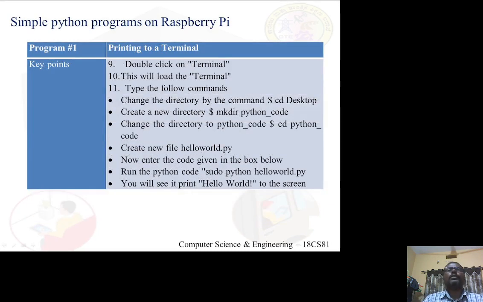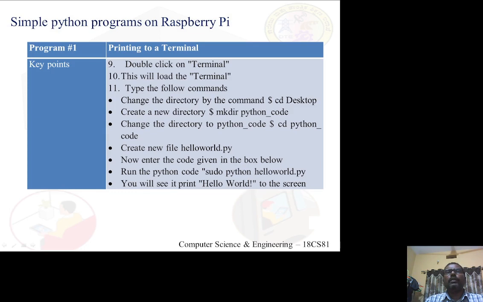Now on the taskbar there's an icon named terminal. Just double click on it. Now terminal will get loaded. Now in terminal, when you execute command pwd, I mean print working directory, it shows the current directory in which you reside, and that is usually the home directory.